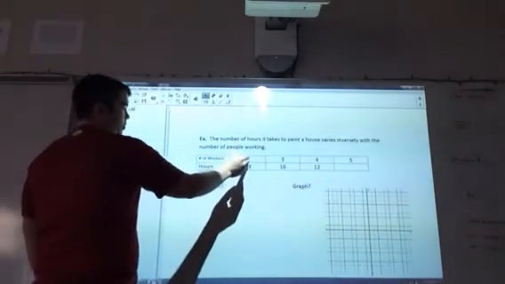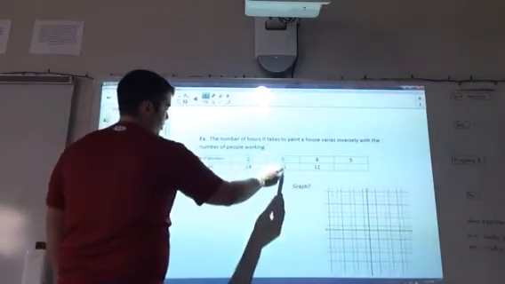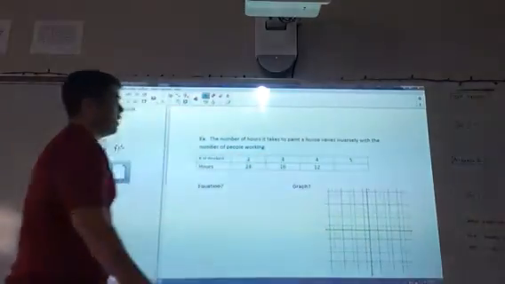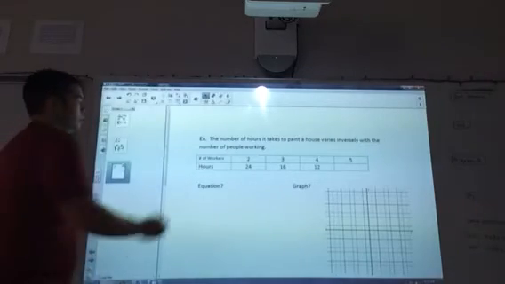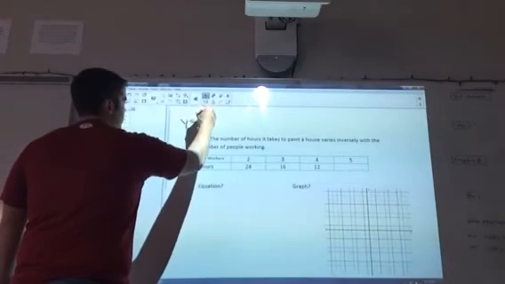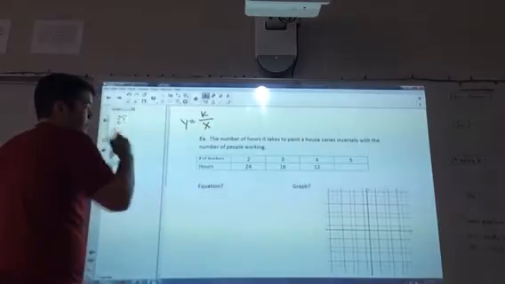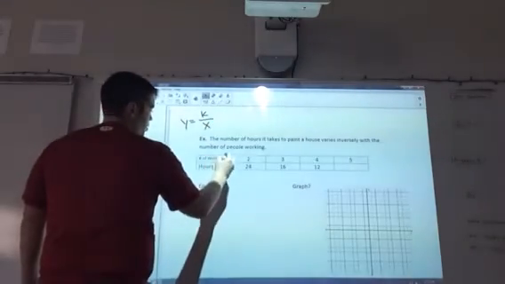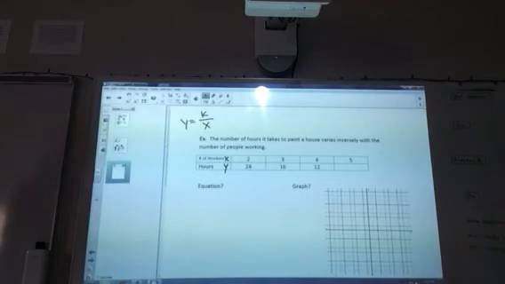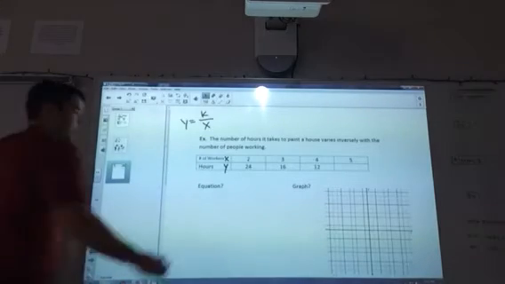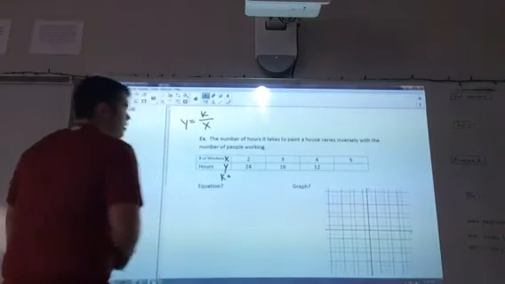When there's 2 people working, it takes 24 hours. 3 people working, 16 hours. 4 people working, 12 hours. 5 people working, blank hours. Well, let's go ahead and think about inverse variation, right? Y equals k over x. And the number of workers we have, think of that as our x variable, and hours will be our y variable. Okay? So we can develop from this a pattern here.